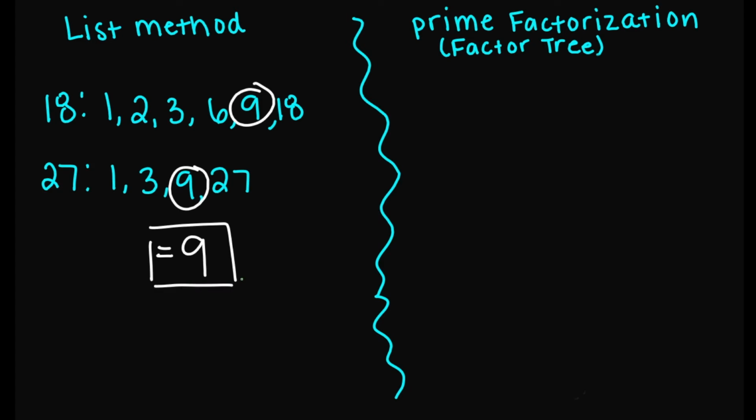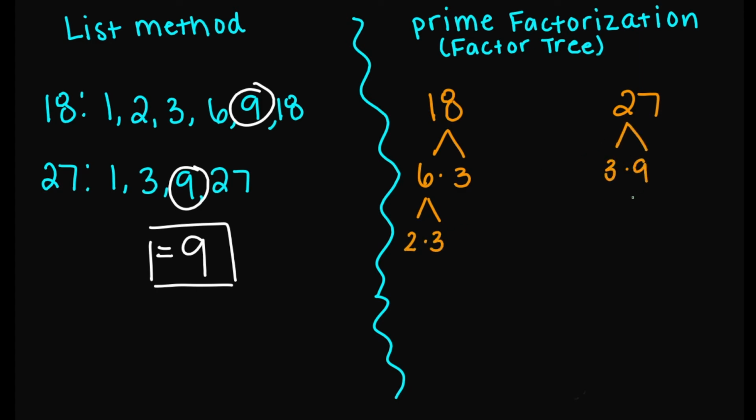Now let's try using the factor tree. So we have 18 here and 27. 18, we said 6 times 3. 6 we can factor into 2 times 3. And 27, we said 3 times 9. We can factor my 9 into 3 times 3. So 18, we have 2 times 3 times 3. That's going to give us 18. And then 27, we have 3 times 3 times 3.